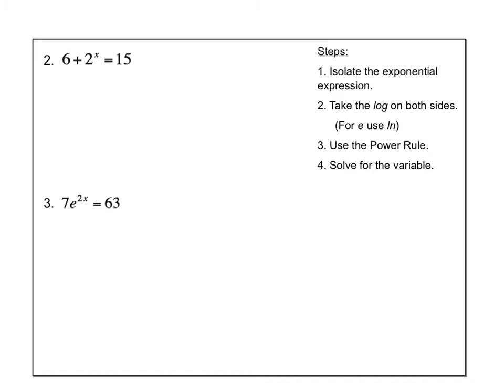What's farthest away? So looking at something like number 2, we're going to have to subtract the 6 first. The log isn't necessarily going to be your first step. You have to try and isolate the part that has the x attached to it. Then when you get to the step where you're trying to get the x to drop down, this is where you have to take the log.